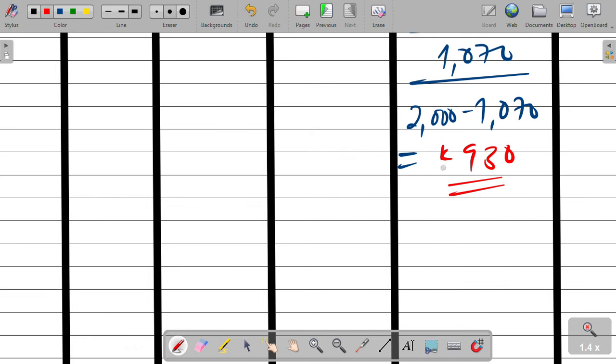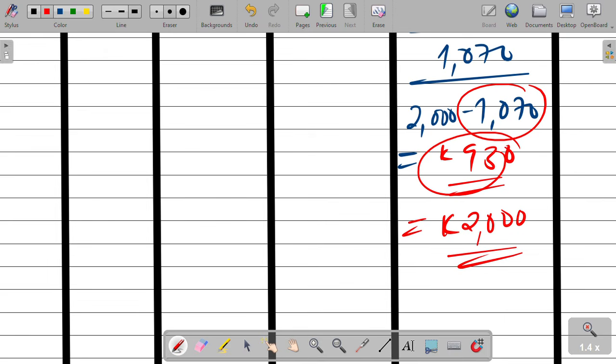The cashier has to receive this money to be added so that it goes back to 2,000. That's what the question wanted you to do. So the cashier receives 1,070 kwacha to restore the petty cash book. This is the amount that you spent, and the amount the cashier has to receive.